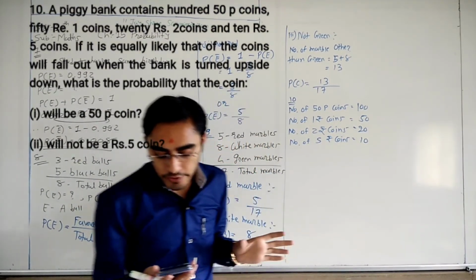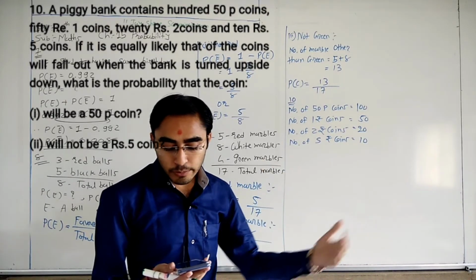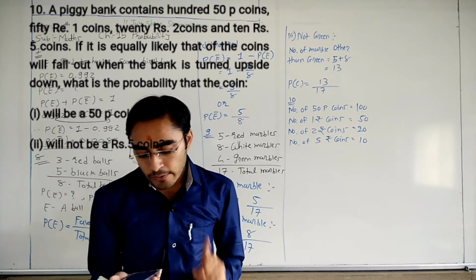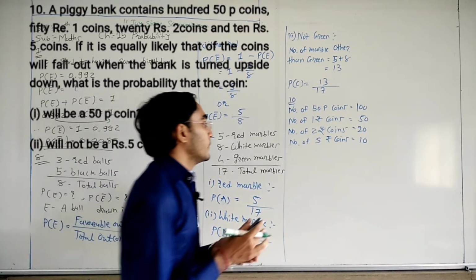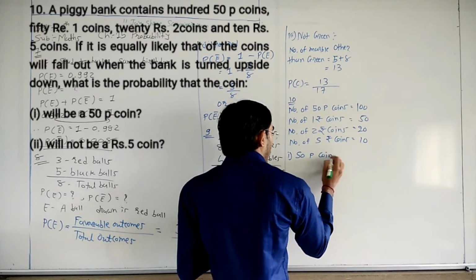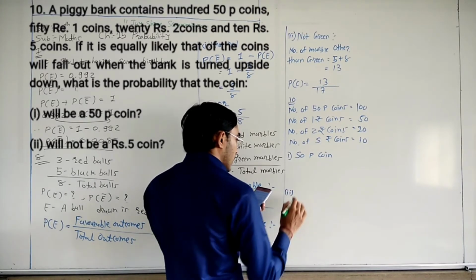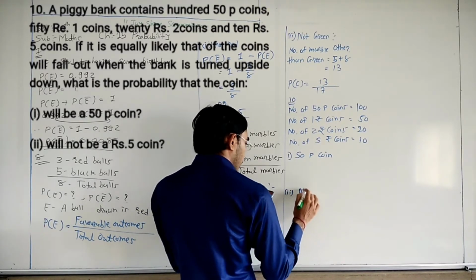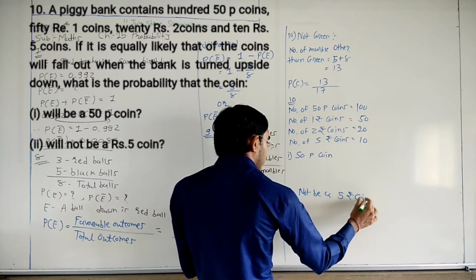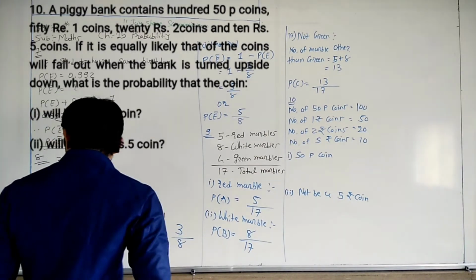After that, if it is equally likely that any coin will fall out when the bank is turned upside down, what is the probability that the coin will be a 50 paisa coin? For the 50 paisa coin. And the second one is that it will not be a 5 rupee coin. So here in total we need to find these 2 probabilities.